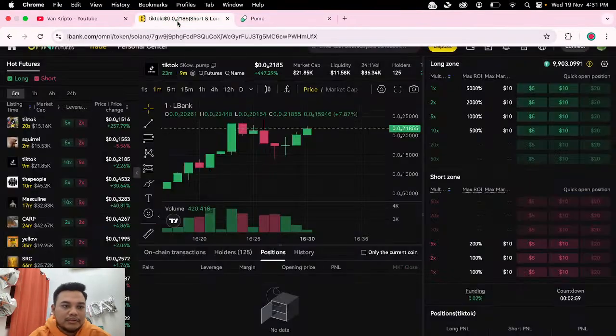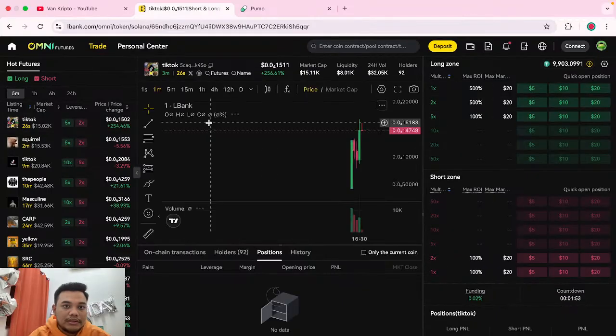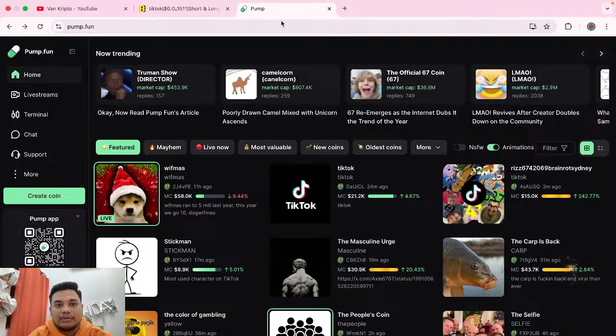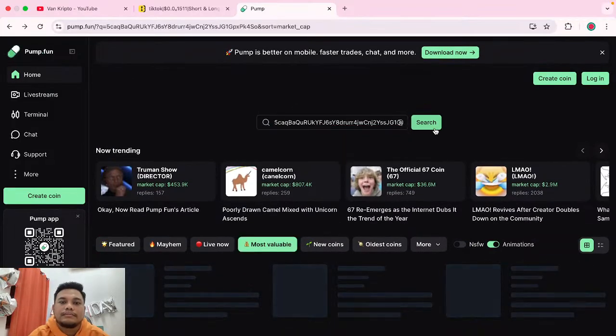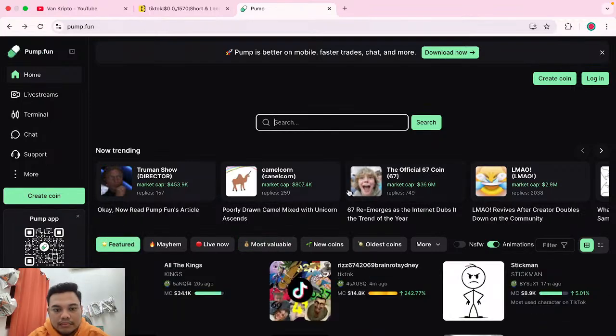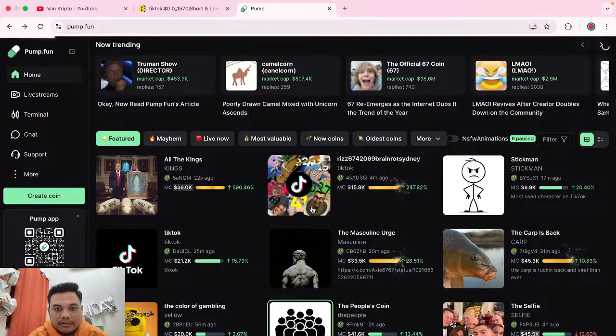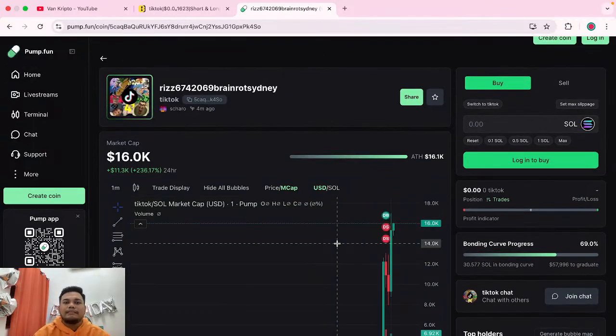What else? Let's try to see a new coin. Oh, it's actually another TikTok coin. We try to copy it here and then place it here. Search. This is the one. Brain Rot Sydney.